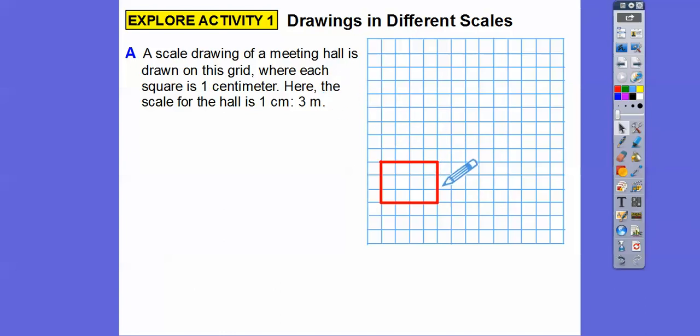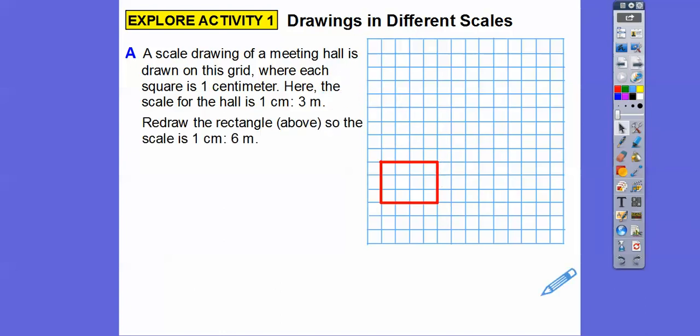Okay, so the first part says redraw the rectangle above so that 1 centimeter equals 6 meters. So I'm going to just draw it right up above right here. And notice, look, 1 centimeter, 6 meters, 1 centimeter, 3 meters. This guy's going to be twice this guy. So this one is 4 squares, I'm going to make it up here 8 squares. This one is 3 squares, so it's going to be 6 squares. There it is right there.